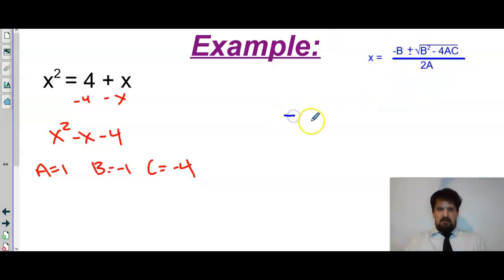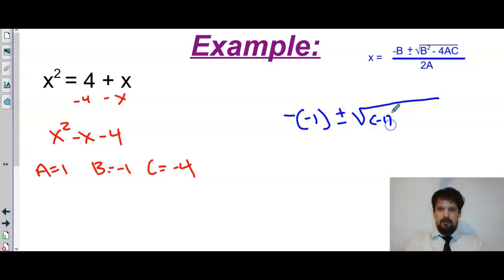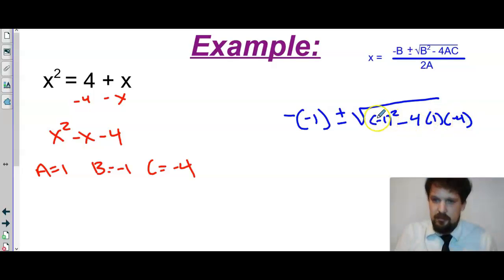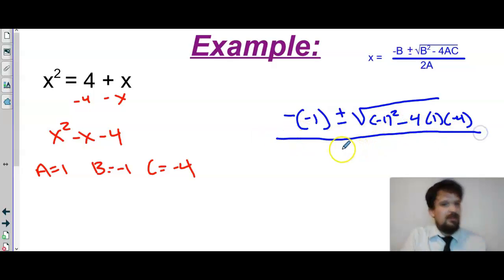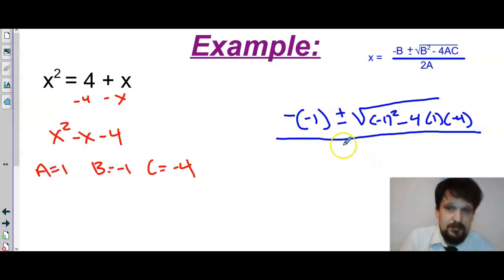So we're going to do negative b. Now b is negative 1. Remember to use your parentheses. It's going to help you so much if you put parentheses around these. So plus or minus the square root of b squared, so negative 1 in parentheses squared, minus 4 times a, which is 1, times c, which is negative 4. So always use parentheses. If you don't, and you put it in your calculator without parentheses, you're going to get it wrong. Okay, so now we have 2 times a, so 2 times 1.